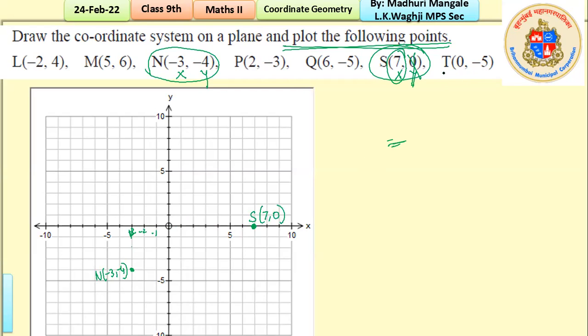Okay, again, if you need to plot this point T, x is 0, y is negative 5. Forget about the x coordinate. Since it's 0, concentrate on this. The point lies on the y-axis at negative 5. So check where is negative 5 on the y-axis. Over here, label it. That's point T with the coordinates 0 comma negative 5. So that's how we plot the points in the quadrants and on the axis.